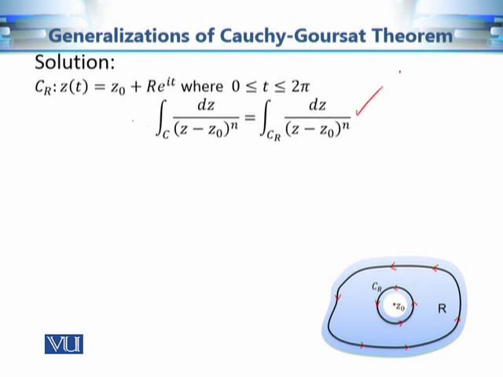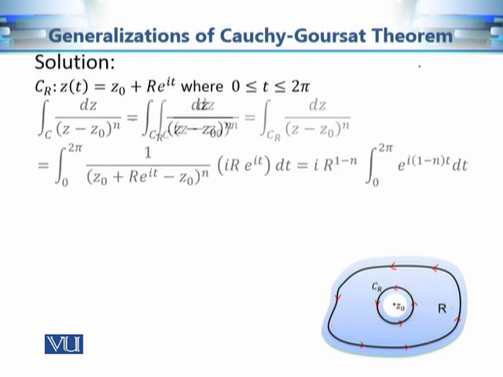Now according to this theorem of deformation of contour, these two integrals are equal because basically this integrand is analytic at each and every point which is between these two contours, and it is also analytic at each and every point of this inside contour CR and at each and every point on this contour C, which is outside. So the conditions of this theorem of deformation of contour are satisfied, and hence these two integrals are equal.